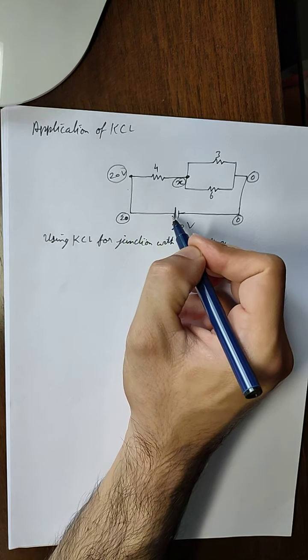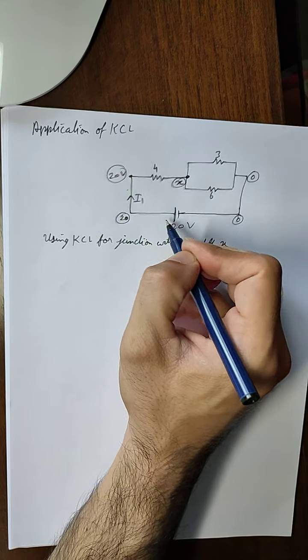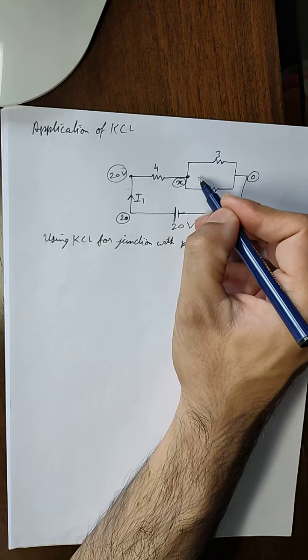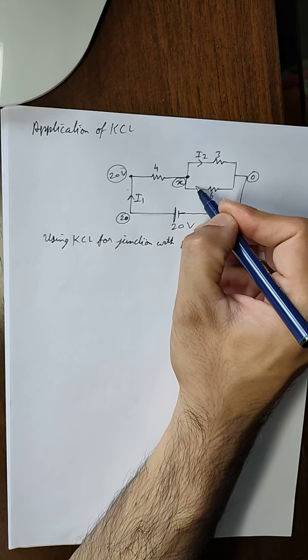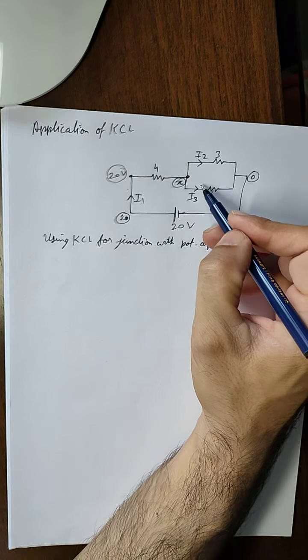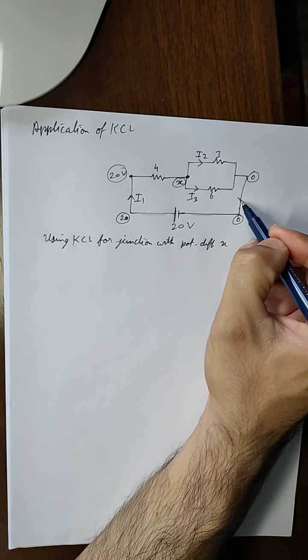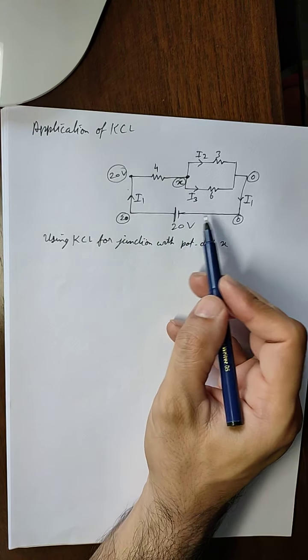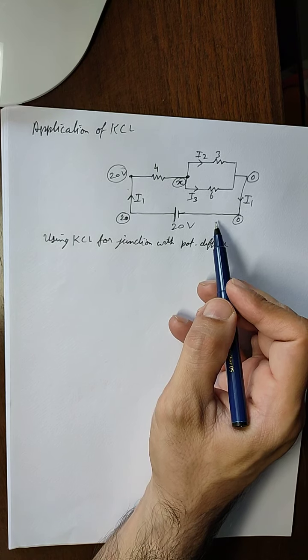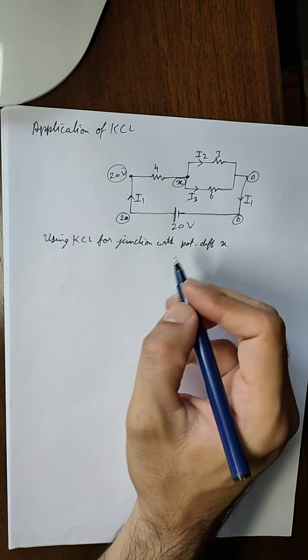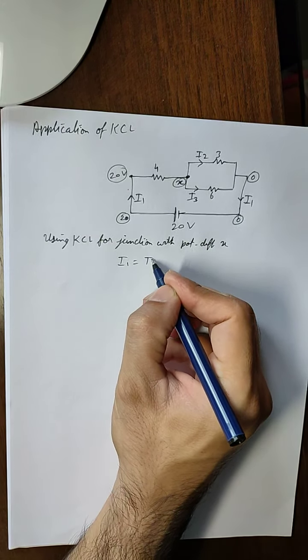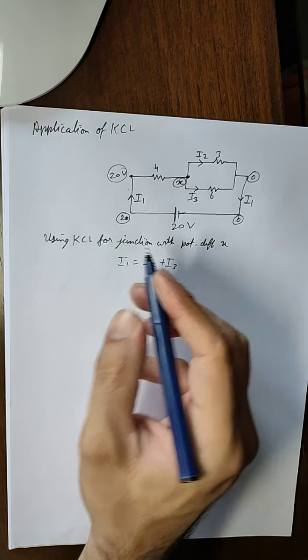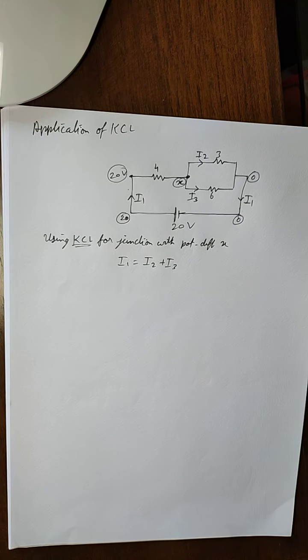Let us say that from the battery a current I1 is flowing out, and at this junction it is divided into two parts, say I2 and I3. Then these two currents will again be added here, and again we will get I1 because of the conservation of charge. So the current leaving the battery should be equal to the current entering the battery. So if these are the currents, then I1 will be equal to I2 plus I3 by KCL.